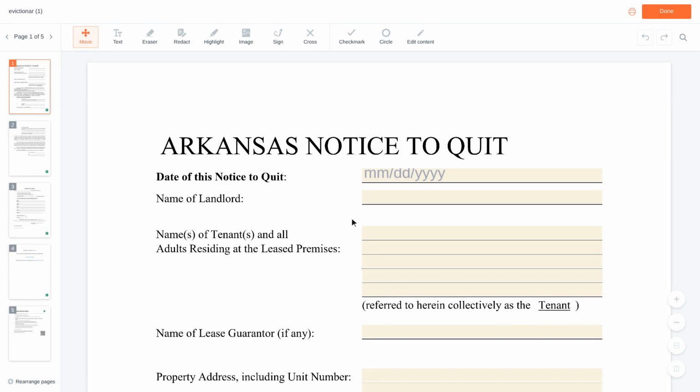Let's fill out the Arkansas Eviction Notice together, the written notice a landlord serves before an eviction case can begin, and check what the state asks of it as we go.